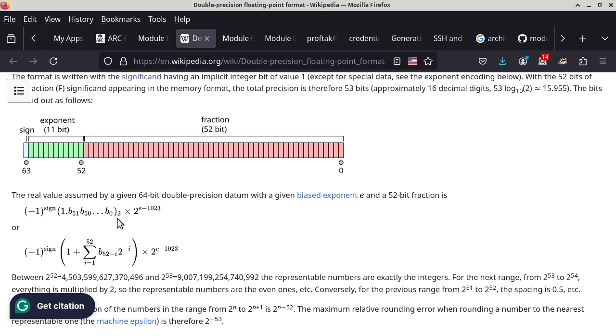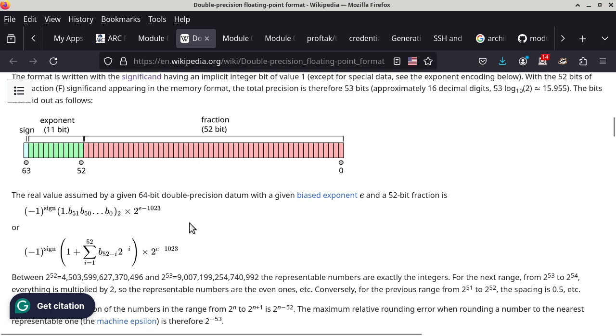And B49 is digit negative 3, and so on. And then we multiply that by 2 to the power of e. E, by the way, is the unsigned interpretation of the green part, minus 1023. So you might ask, why 1023? Because IEEE said so, okay? That's pretty much the answer. It's because IEEE said so. So that's one way to look at it.